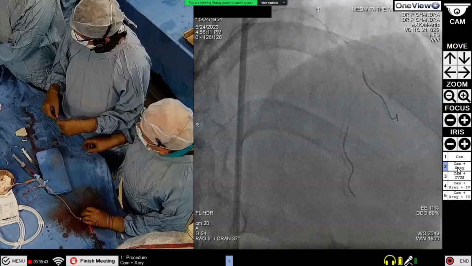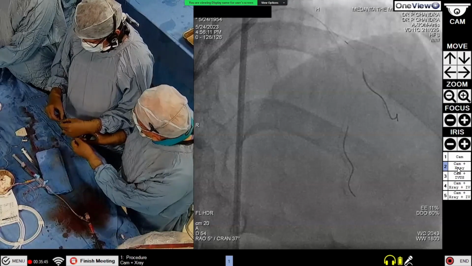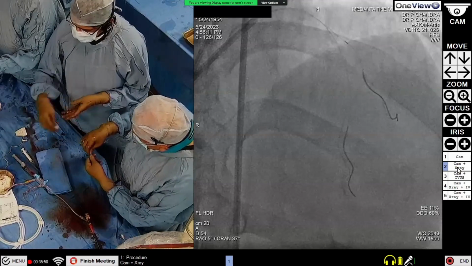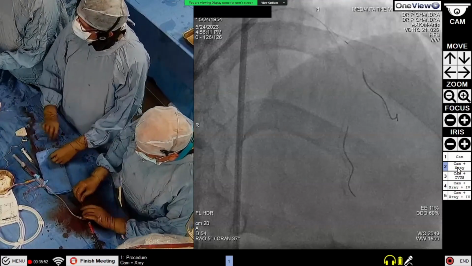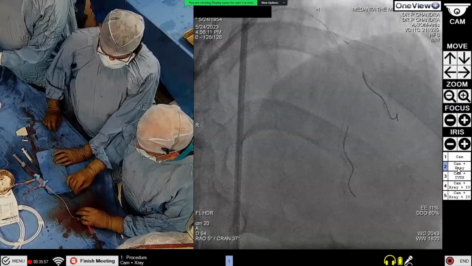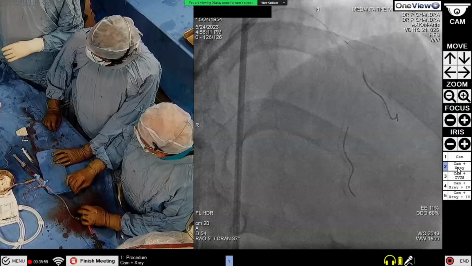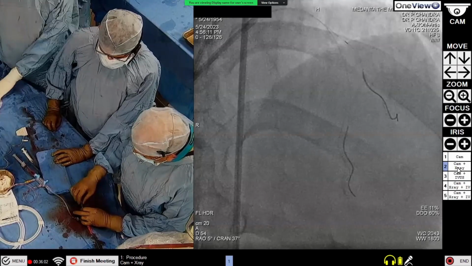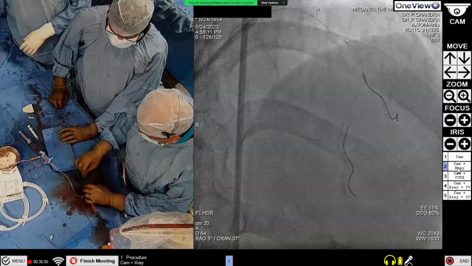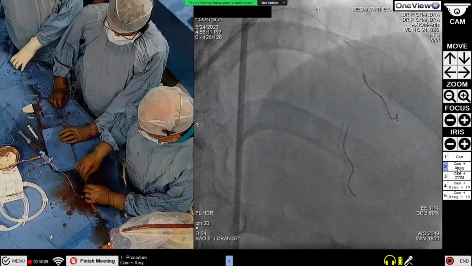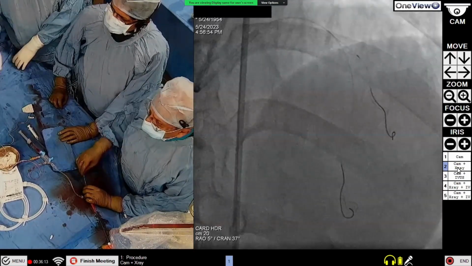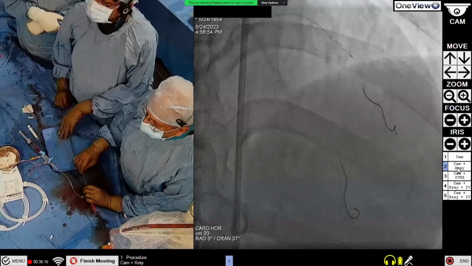So the IFR was quite good actually. Baseline was 0.9 and it became 1. So now I'm taking this, a Wolverine 3 millimeter. Deflate please. Okay, so this is a 3 into 10. Yeah, 3 into 10.